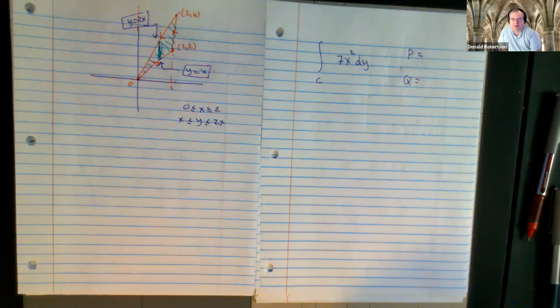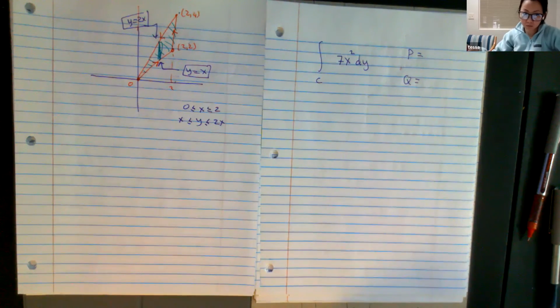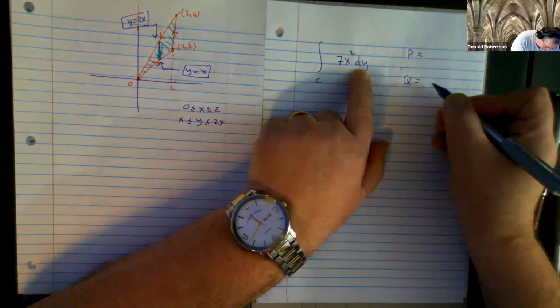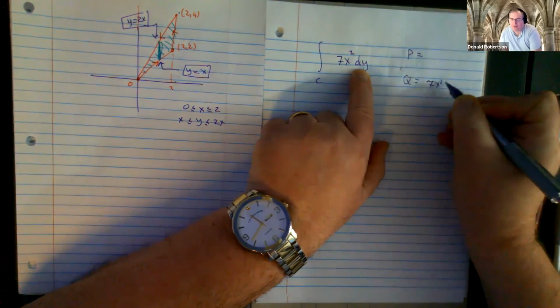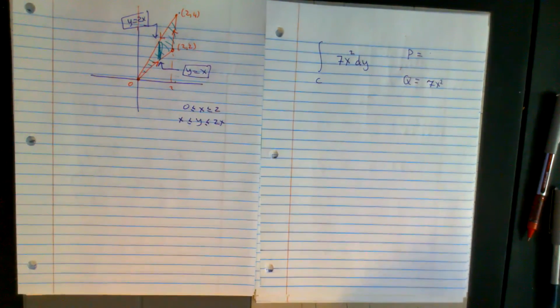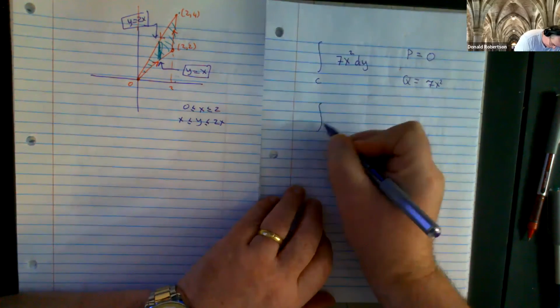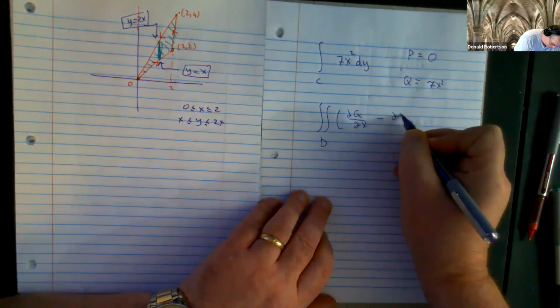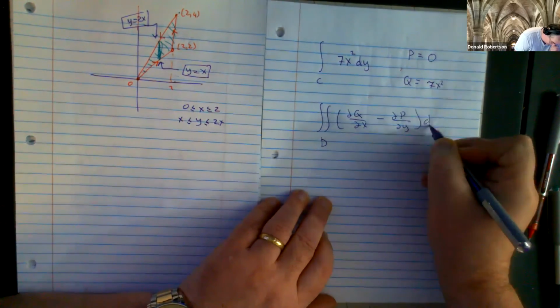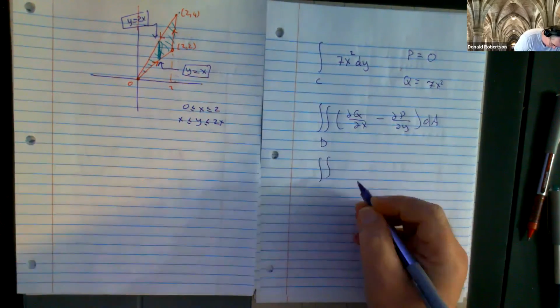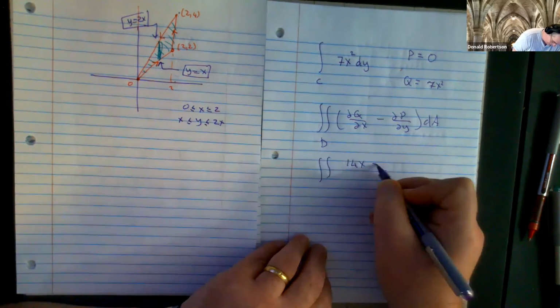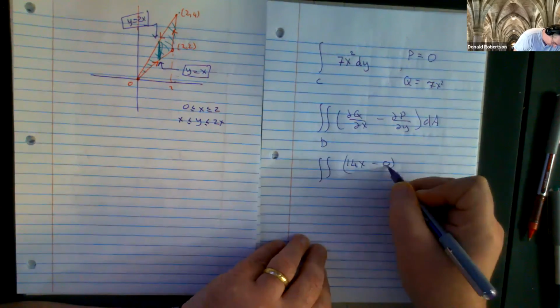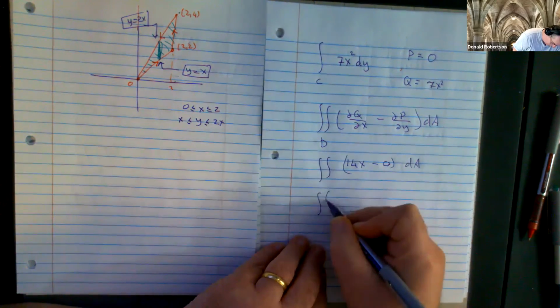What is 7x squared? The P or the Q? Q. Anything that's got the y is the Q. And what's P going to have to equal in the context of this question? 0, because there isn't any. Okay, so when you do your double integral over D, you're going to do this thing with x's, take away this thing with y's, dA. So your double integral is going to be 14x, take away nothing. And so your double integral is going to be 14x.